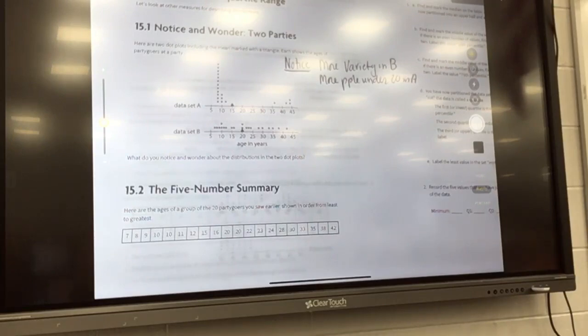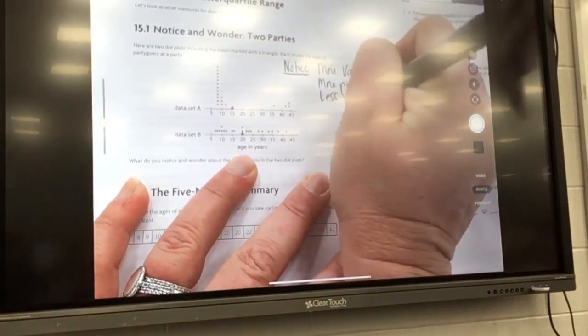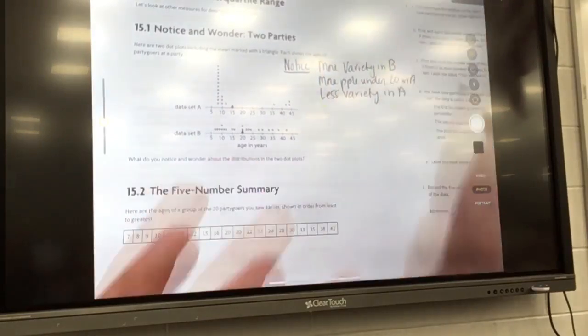I know everybody was right, or looked like it. Get away from each other now. Wyatt, what did you notice? I noticed that there is less of a variety in the first set. Perfect. So less variety in A, and then let me get one more.